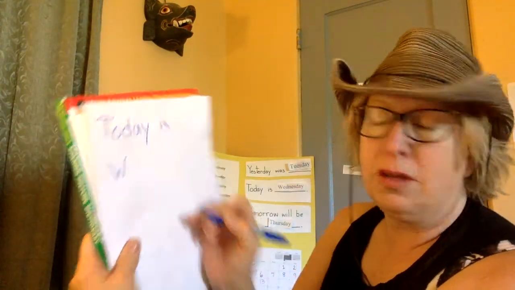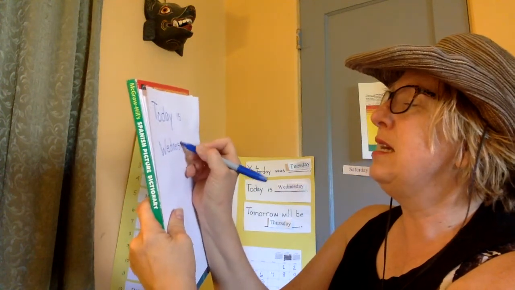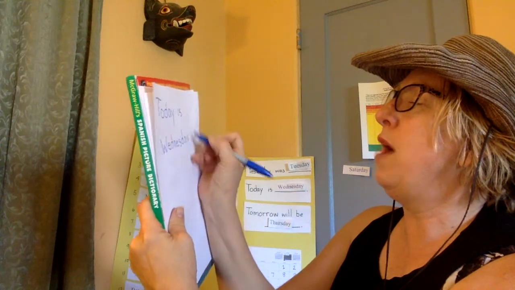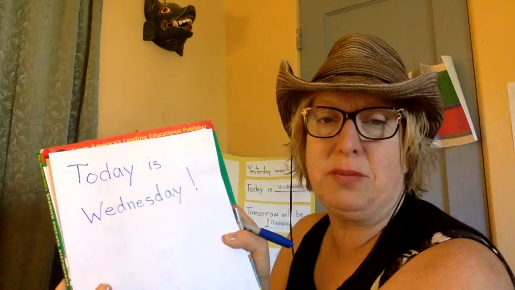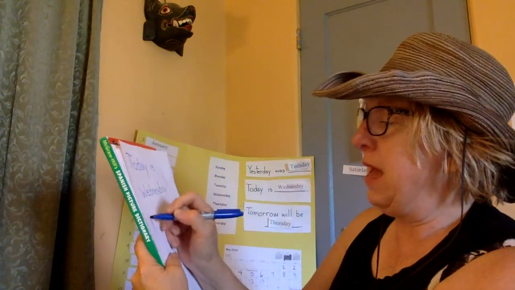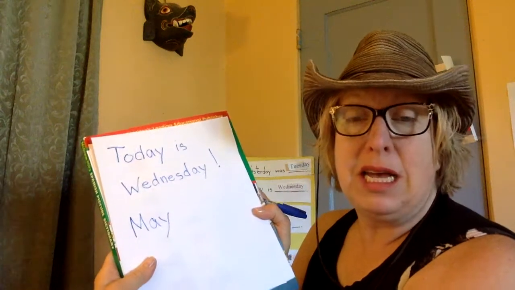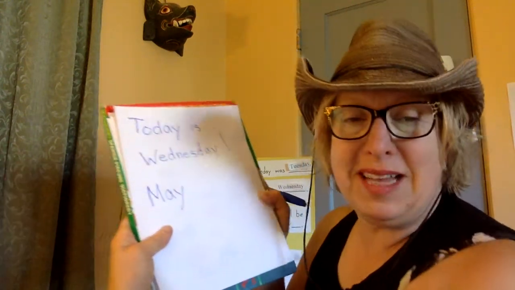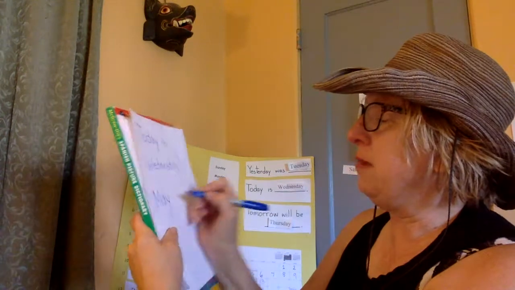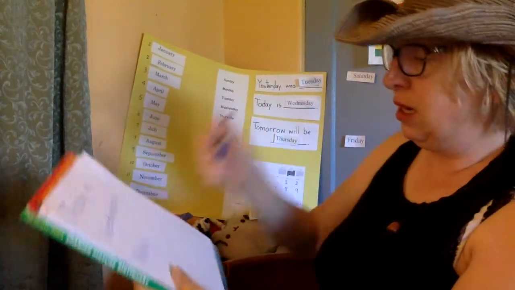Capital W, E-D-N-E-S-D-A-Y. I'm going to make a big exclamation point. Today is Wednesday. And it is May, so May starts with the letter M, and the M makes the M sound, and it's always capital. It's a proper name. Let's see. It's the 13th. Oh, sorry, I can't see that. It's the 13th, right above my Pusheen there.